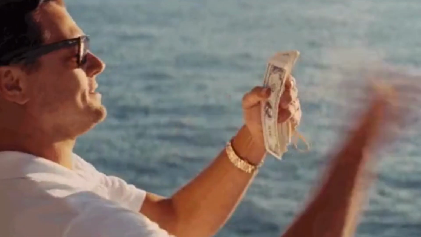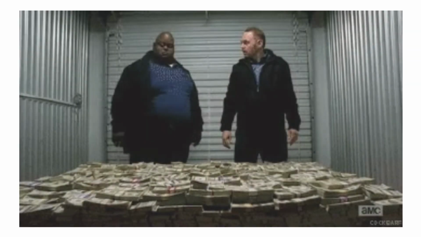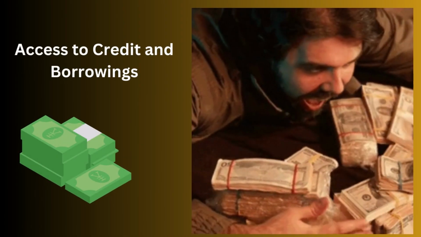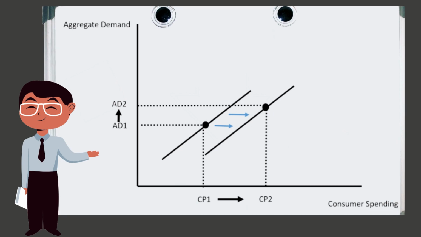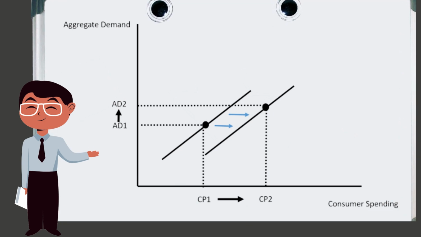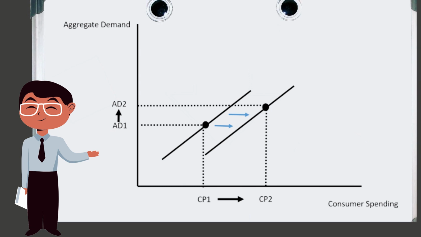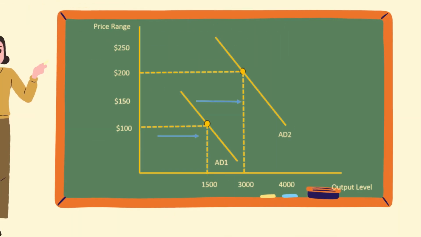First, let's consider a situation where consumer spending increases. This can happen when people feel more confident about their financial situation, or when they have access to more credit. As you can see, an increase in consumer spending shifts the aggregate demand curve to the right, which signifies the increase in aggregate demand. The impact of the increase in AD due to the increase in consumer spending results in a higher output level and higher prices.